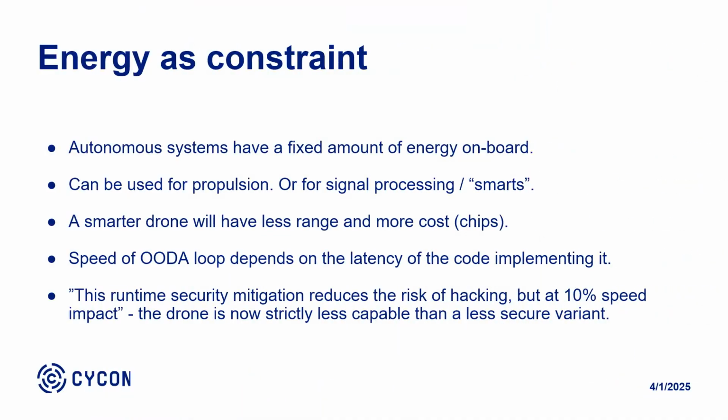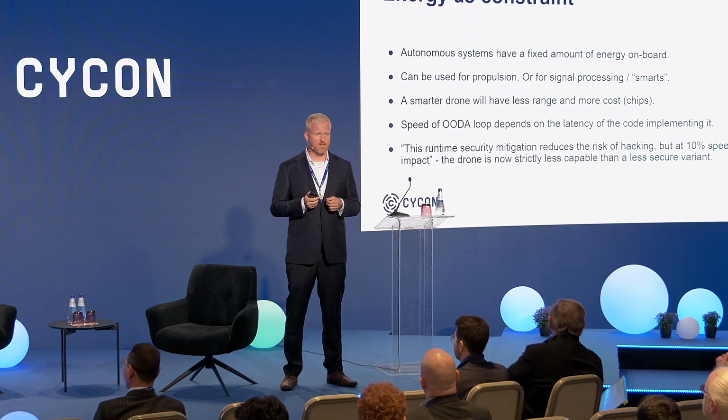Energy is probably the ultimate constraint for autonomous systems in the sense that the autonomous system needs to carry all its energy with it, and then it can decide to spend it on things like propulsion or on things like signal processing and reasoning and AI and whatsoever. Which means that a smarter drone will almost inevitably have lesser range than an equivalent dumber drone, because you're going to use some energy for doing all the compute. And the speed of your OODA loop in machine-to-machine combat will depend crucially on your processing speed on the device and on the latency in decision-making and so forth.